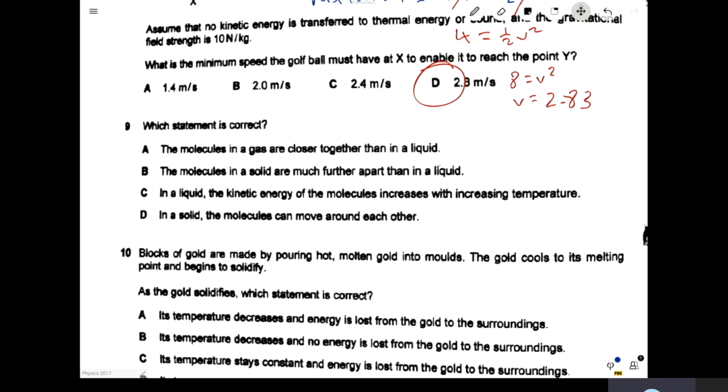Okay, 9. Which statement is correct? The molecules are closer together than in the liquid. The molecules are much further. Cannot be B, it's wrong. It's also wrong.